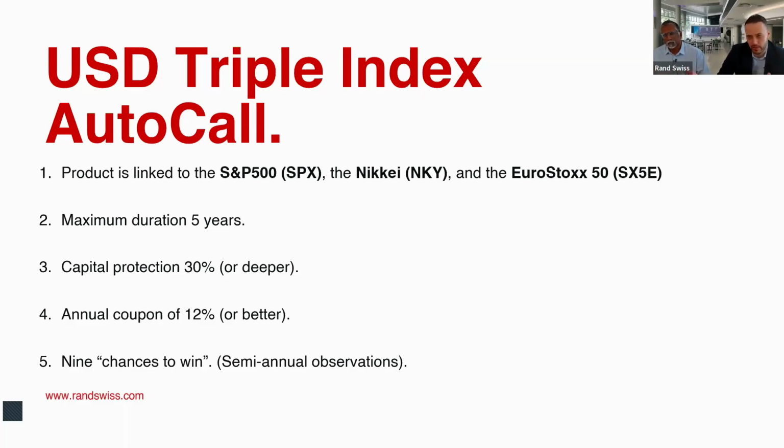And at any point over that 5-year period, all you need is the worst of those 3 indices to be 1% positive. The product will cash out and you'll get essentially a 12% simple interest coupon. So it'll be 12 plus 12 plus 12 plus 12, or it'll actually be 12 plus 6 plus 6 plus 6 for every half year. So that's essentially the features of the product, and we're going to drill into the product deeper now.